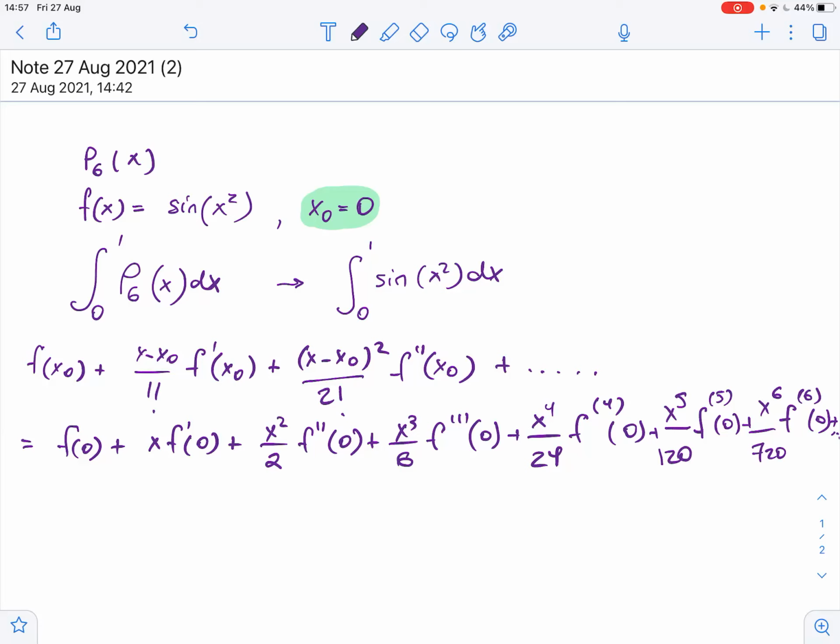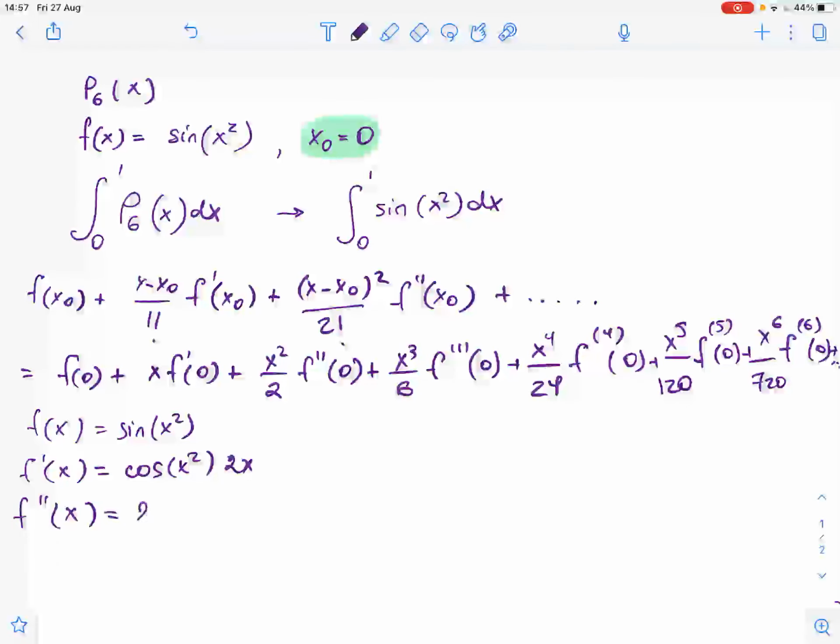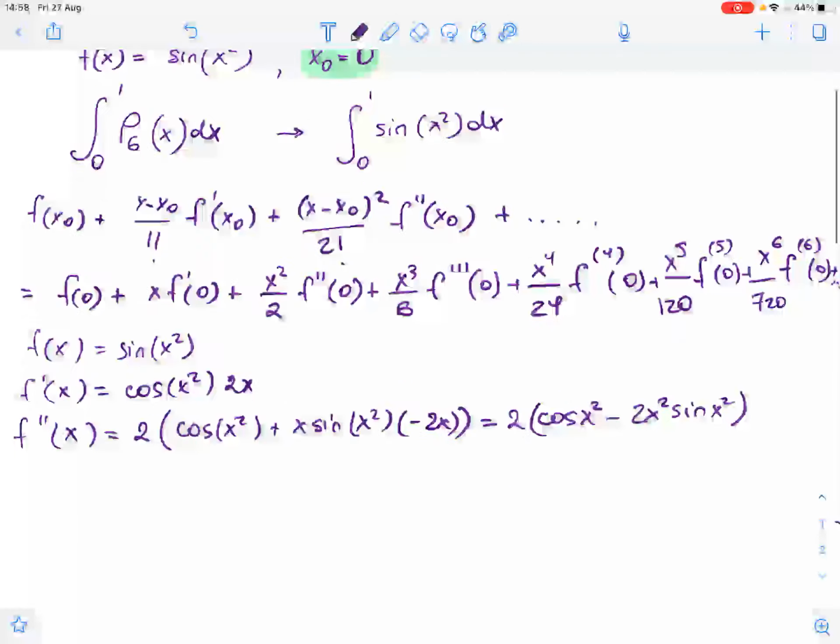Well, now let's find the derivatives of f of x. So f of x equals sine of x squared. Then f prime of x equals cosine of x squared times 2x. Then the second order derivative of f of x equals 2 times cosine of x squared plus x times sine of x squared times negative 2x. And this equals 2 times cosine of x squared minus 2x squared times sine of x squared.